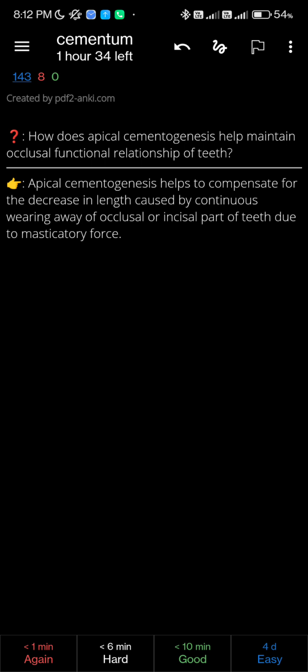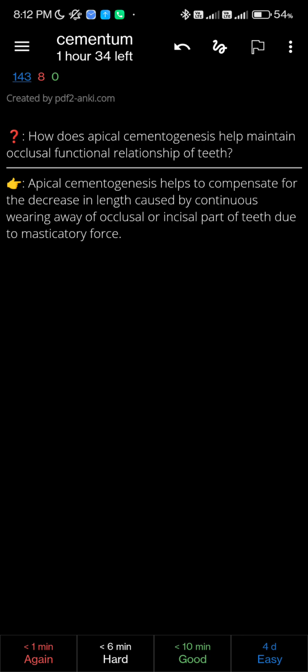Apical cementogenesis helps to compensate for the continuous wearing. It compensates for the decrease in length caused by continuous wearing away of occlusal or incisal part of teeth due to masticatory force.